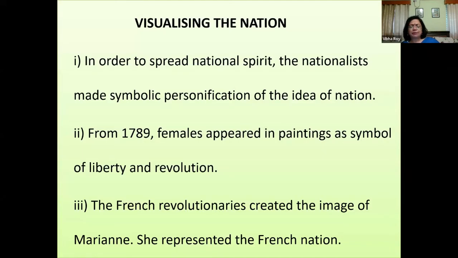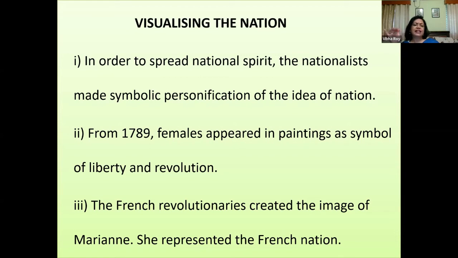Now, the last part of the lesson, I think, is visualizing the nation. So how should we visualize the nation? In order to spread national spirit, the nationalists made symbolic personifications of the ideas of the nation. In India also, we have given a figure to Bharat Mata. We have a flag, same way. In those countries also, they had to visualize first.